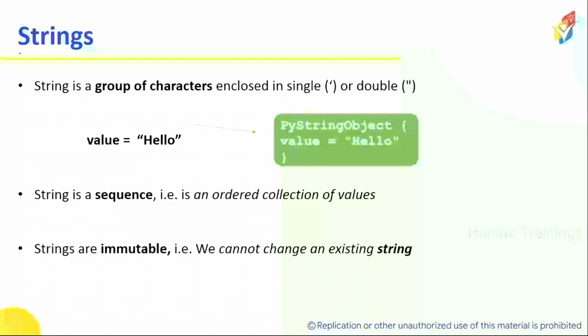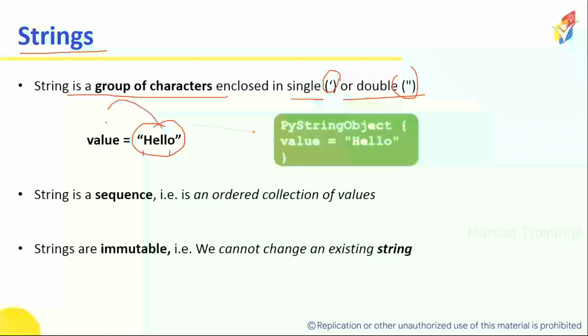Yes. Now, let us start the Python strings. A string is a group of characters enclosed either in single quotes or double quotes. Here I am implementing the value in double quotes. Either I can also go for single quotes. I am assigning a value hello to a variable value. Internally in memory, it is going to create a PyString object, and it will store the value hello into a variable called value.